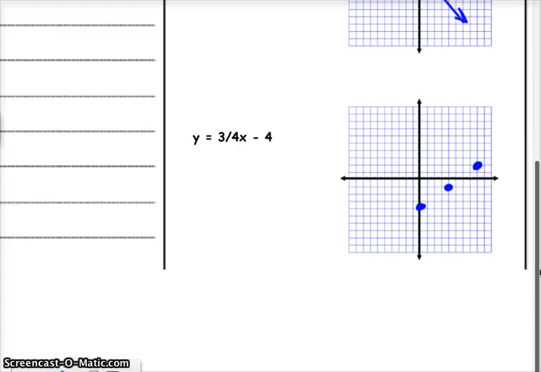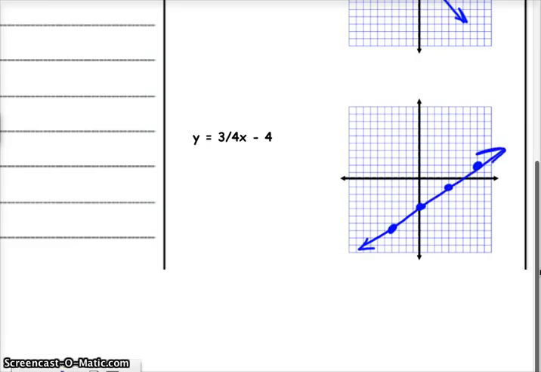So instead of going up 3, I go down 3. And instead of going to the right 4, I go to the left 4. And you can always tell if it's right because you should be able to visualize the line that would go through it.